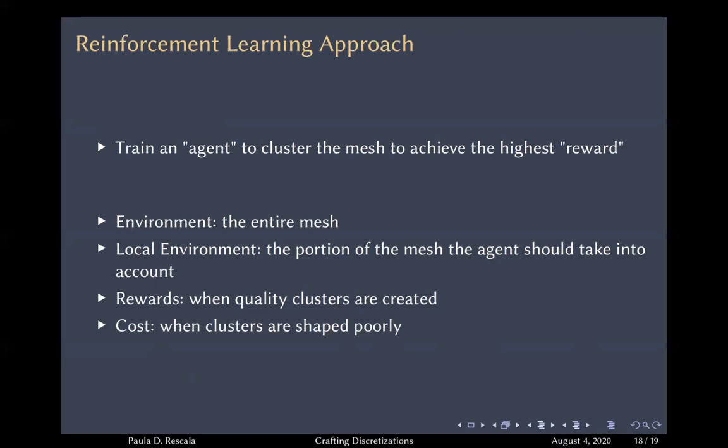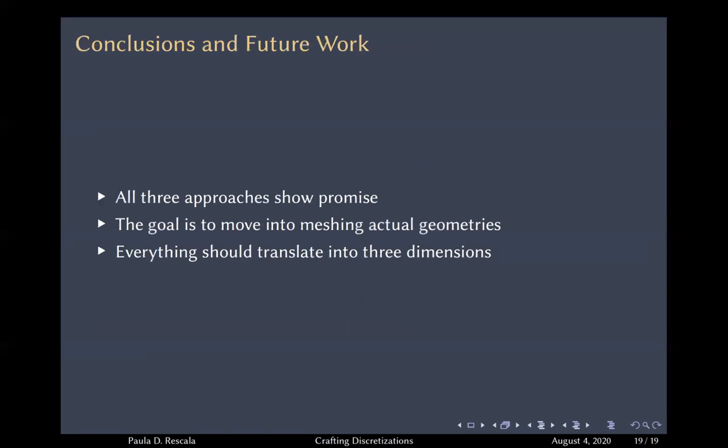So the agent will work on an environment, but actually only needs to take into account the local environment, which is the portion of the mesh that the agent should be able to see when making a decision, when making an action. So this agent is going to go and influence the environment by taking actions. For example, in my case, the agent can add a cluster or add an element to a cluster, or perhaps switch an element from one cluster to the next, and then it will either be rewarded or it will incur a cost.